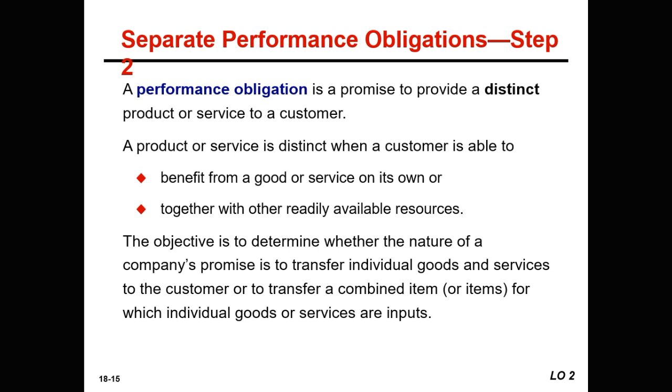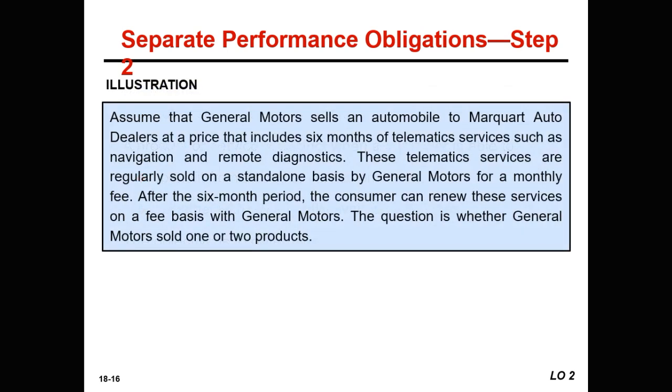So let's look at an illustration from General Motors. So let's assume that General Motors sells an automobile to marquee auto dealers at a price that includes 6 months of telematics services such as navigation and remote diagnostics. These telematics services are regularly sold on a standalone basis by General Motors for a monthly fee. After the 6-month period, the consumer can renew these services on a fee basis with General Motors. So the question is whether General Motors has sold 1 or 2 products.